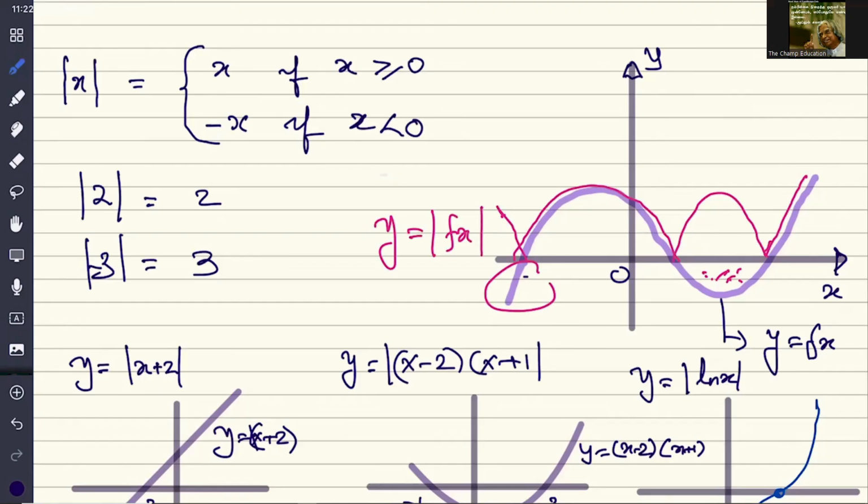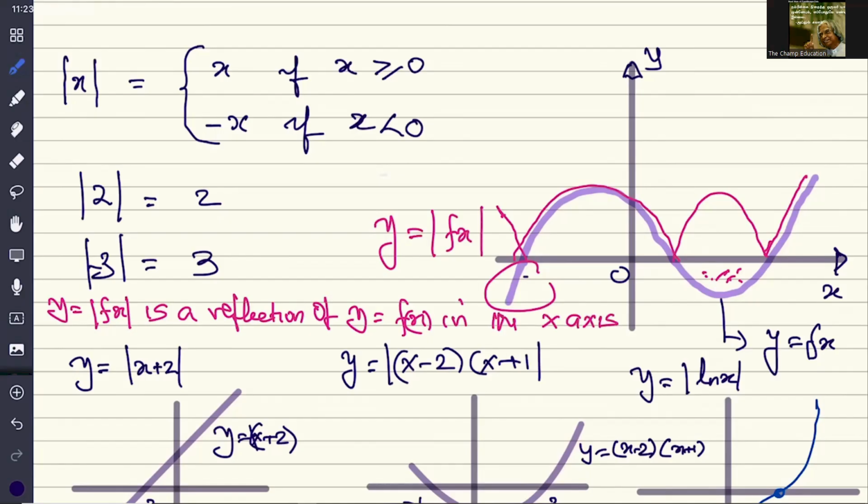So I can write this: y equal to modulus of f(x) is a reflection of y equal to f(x) in the x-axis. It's a very important statement. So if you can try a few questions, I got 3 questions here.